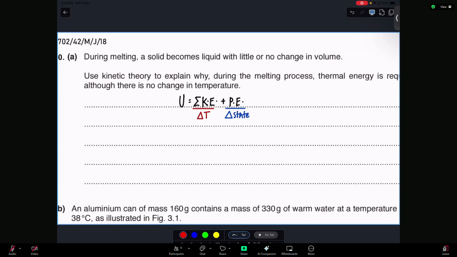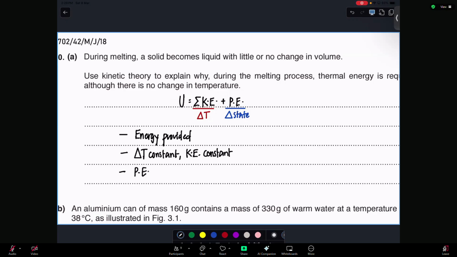Okay, so first point লিখবা হচ্ছে energy is provided, মানে তুমি energy কিন্তু দিয়ে যাচ্ছ, that's the important part. However, change in temperature is constant, which means what is constant? K is constant. And then you say that means P must increase, and P increase মানে হচ্ছে separation কি হচ্ছে increases, which is change in state.